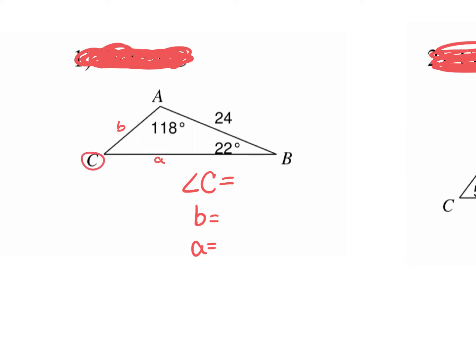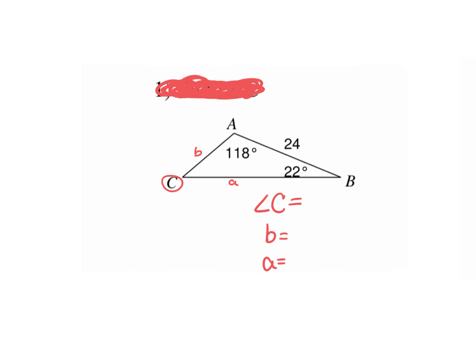Now, the easiest thing to solve for when you have 2 angles is always the third angle. How do I find out the missing angle when I already have 2 of them? I add and subtract. I say 118 plus 22 gives me what? 140? 140 degrees. So then I say, okay, well, 180 degrees minus 140 degrees gives me what? 40 degrees. So I know that angle C is 40 degrees. So you already know one part of your answer. Angle C is 40 degrees.